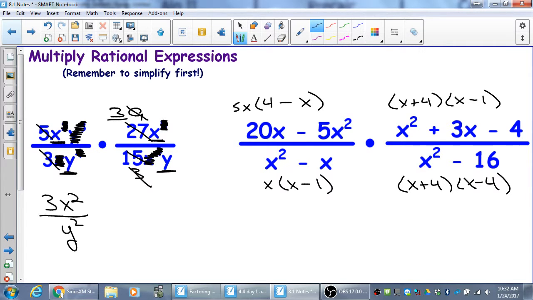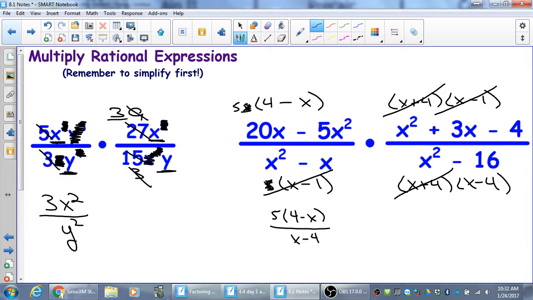Now, we're just looking for what's on top and what's on the bottom. It doesn't matter if they're across from each other. This x minus 1 cancels out with this x minus 1. This x plus 4 cancels out with this x plus 4. The x's cancel. This is an x to the first, this is an x to the first. Those are gone. What we're left with is 5 times 4 minus x over x minus 4.